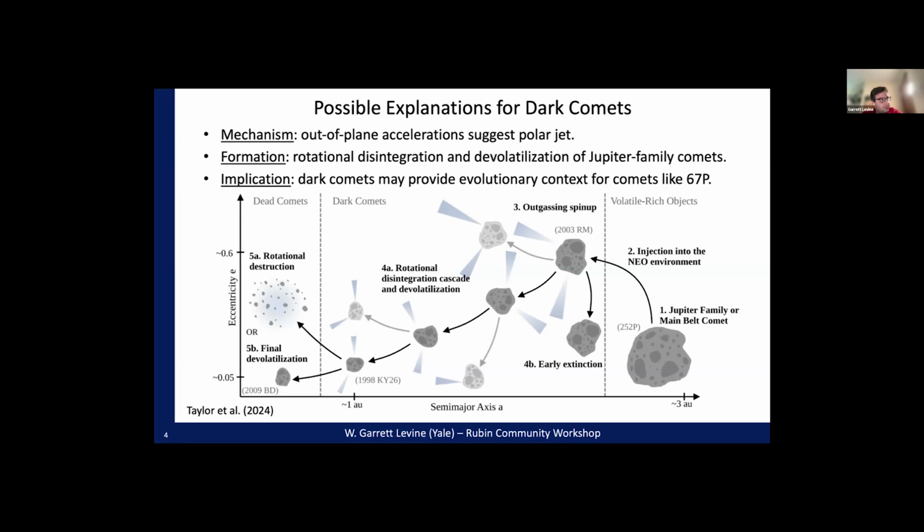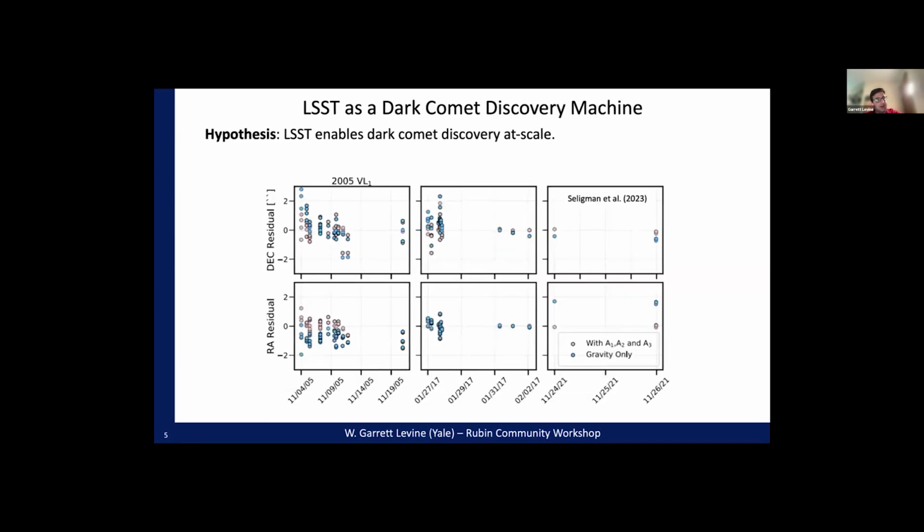Now, all of the predictions of this hypothesis are statistical in nature. So this means that we need a population of near-Earth objects, these dark comets, that we would like to detect and constrain their non-gravitational accelerations to understand the occurrence and what parts of the main belt they may have been sourced from. Thus far, we only know of around a dozen dark comets, but I'm going to propose the hypothesis today, with some order of magnitude backing, that LSST should enable dark comet discovery at scale. Thus far, all of the dark comets have been discovered over multiple apparitions. And so LSST compares very favorably to what we would need to do this.